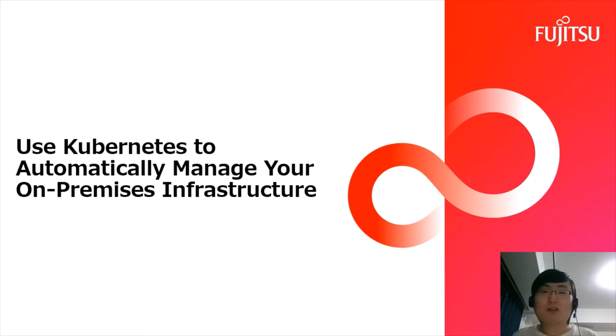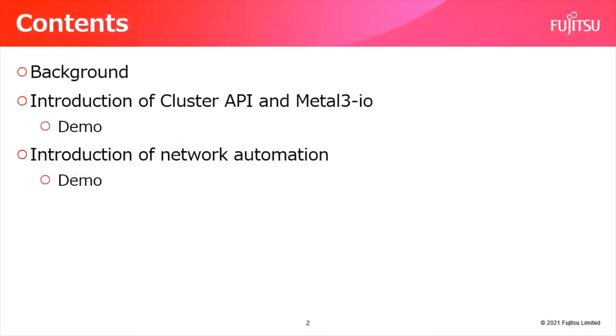Today, I will talk about how to manage on-premise infrastructure in a Kubernetes way, which is using two open source projects, Cluster API and Metal3.io. I will start from some background, then talk about the details of Cluster API and Metal3.io. The word Metal3 is pronounced Metal Cube, and also I will show you a demo about how to use them. At last, I will introduce some efforts we are making to enhance Metal3, which is expanding its scope to also manage network devices. Okay, let's start.